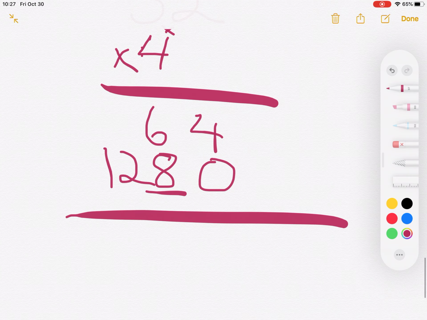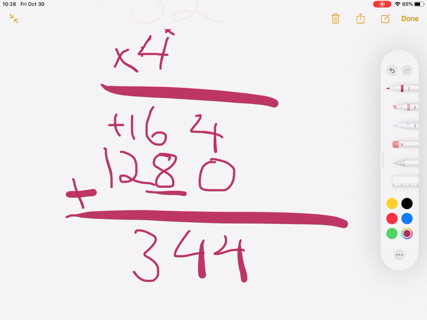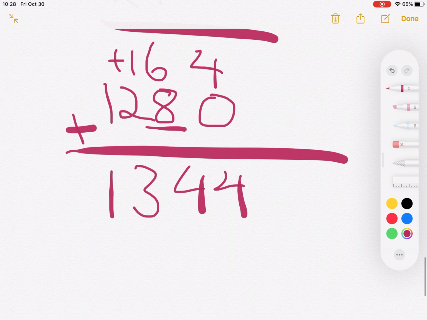And now we add these. 4 plus 0 equals 4. 6 plus 8 equals 14. Carry the 1. 2 plus 1 equals 3. And 1 plus nothing equals 1. And here's our answer, 1,344.